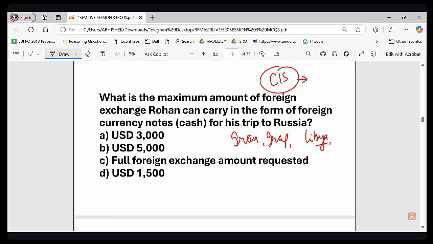So in this case, since Rohan is visiting Russia, he can carry the full foreign exchange amount requested. So what will be the correct answer? Please type the correct answer in the chat box. Yes, very good.